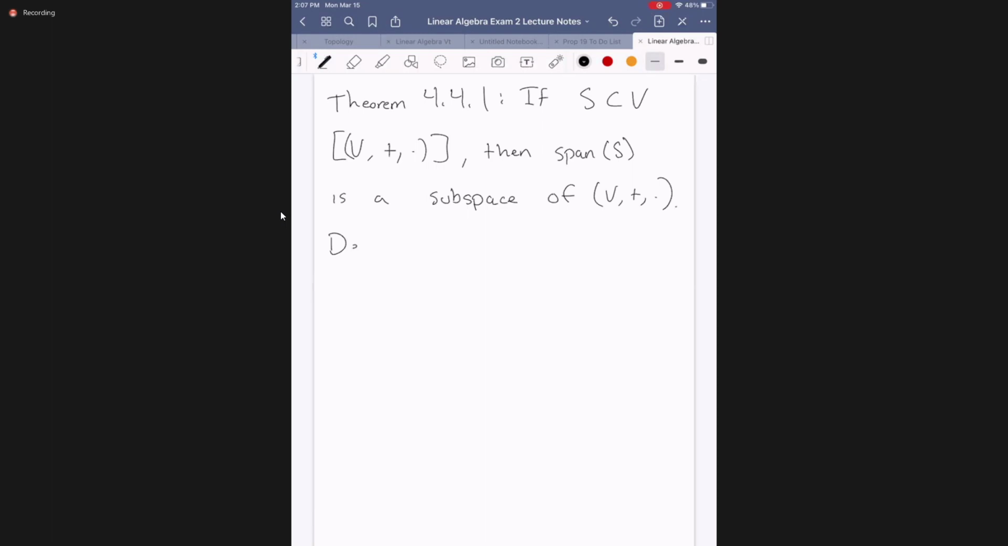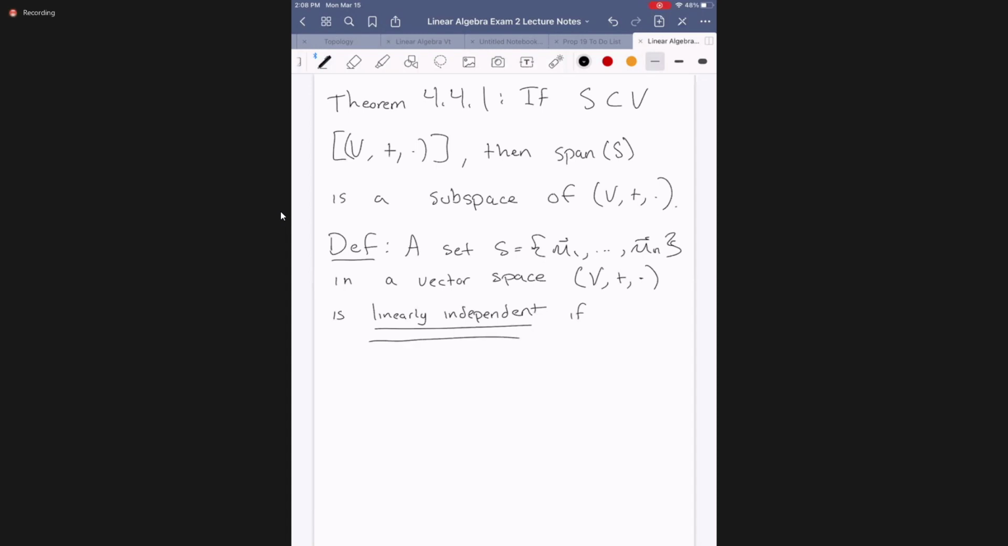So let's do this definition. A set S of, say, vectors u1 through un in a vector space V is linearly independent if the equation c1 u1 plus all the way to cn un is equal to 0 has only the trivial solution.